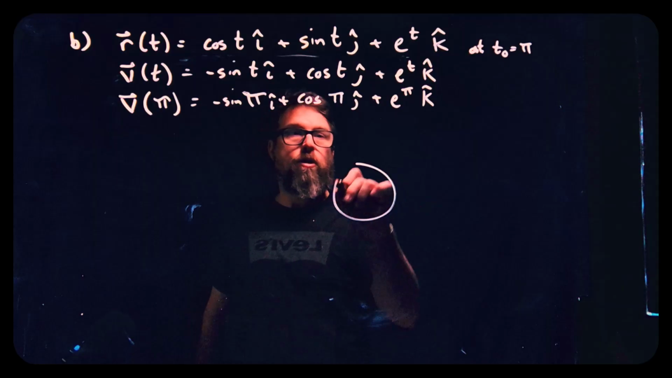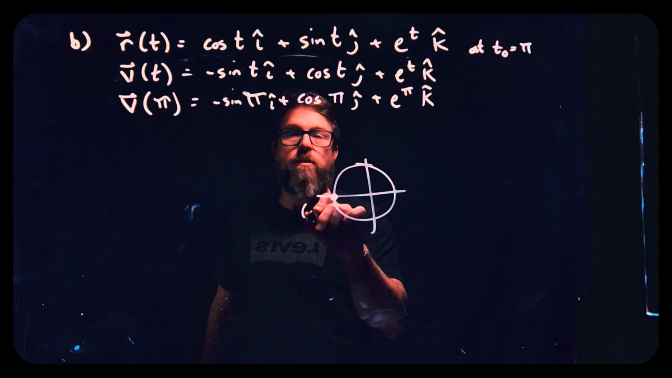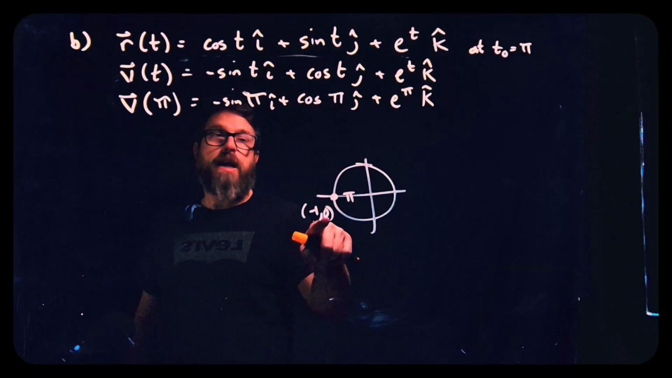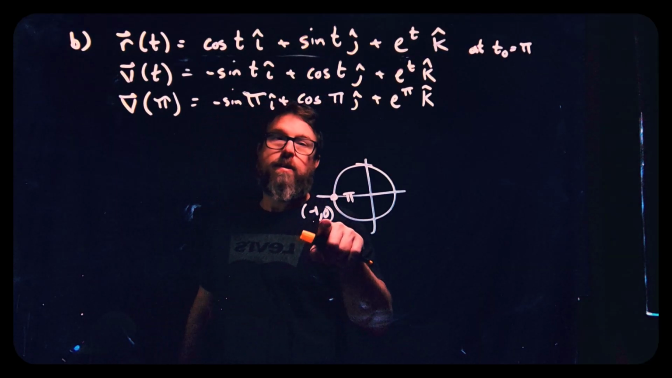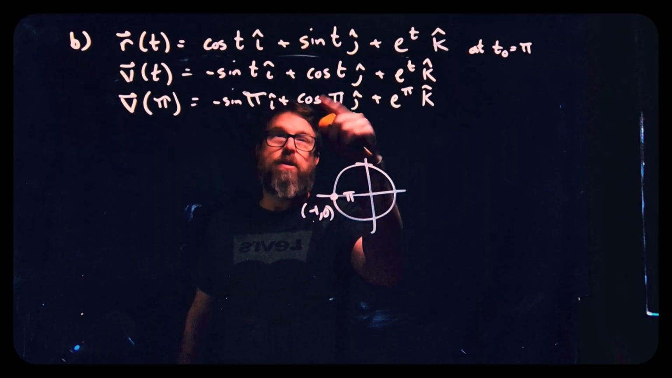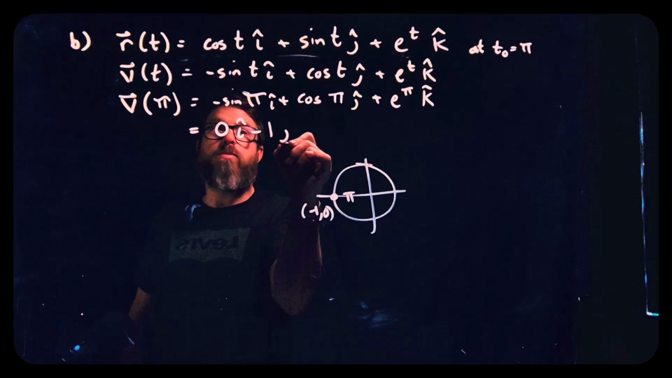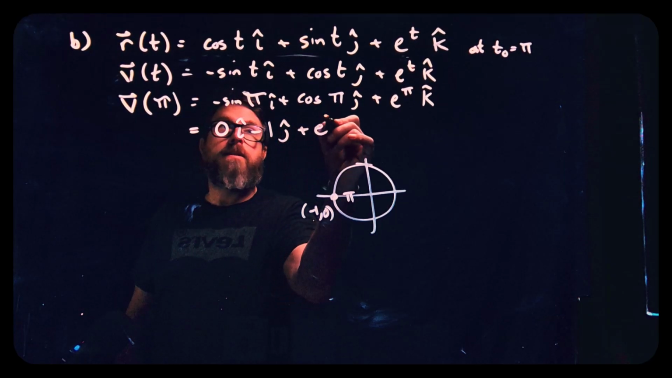Now, remember, unit circle, we're talking right here. So this is the point -1 comma 0, because that's angle pi. So the sine, being the y coordinate, is going to be equal to 0. The cosine will be equal to -1. So this is going to be equal to 0i minus 1j plus, well, e to the pi k.